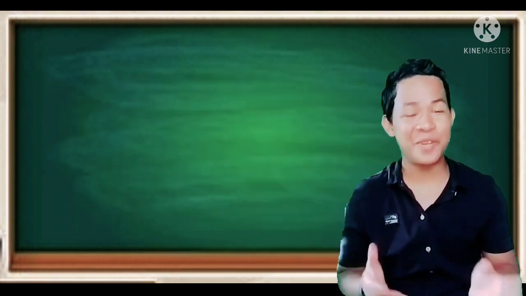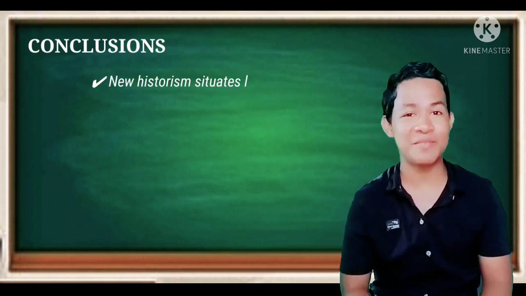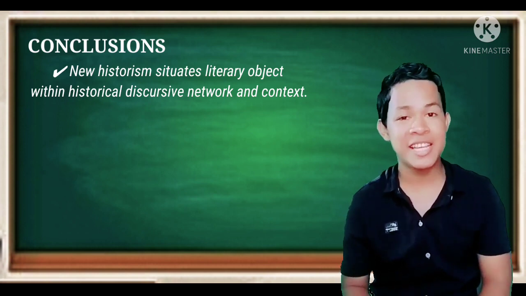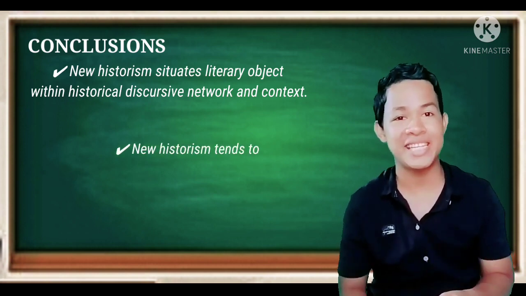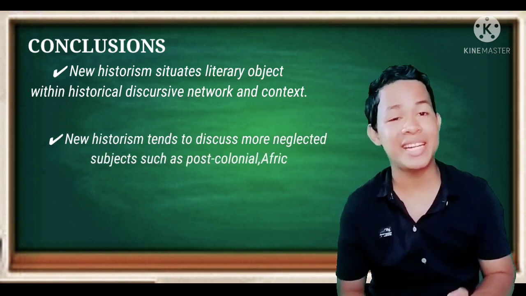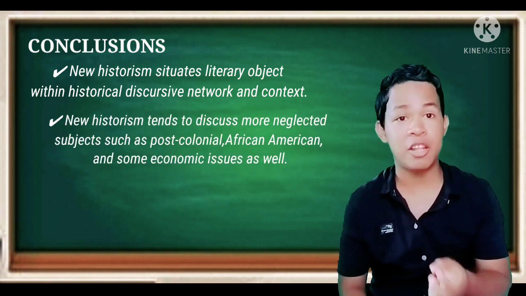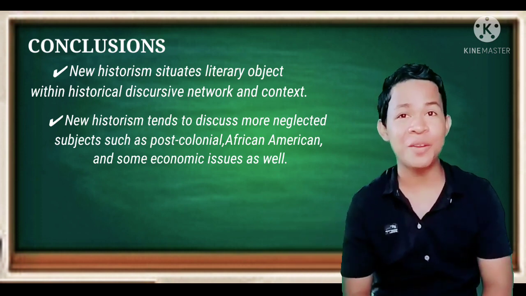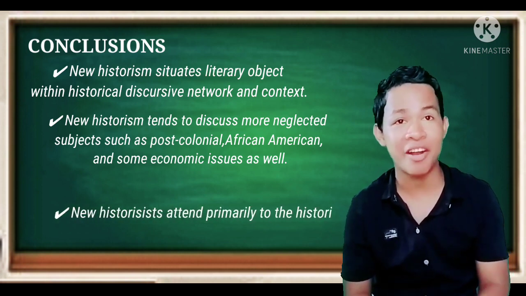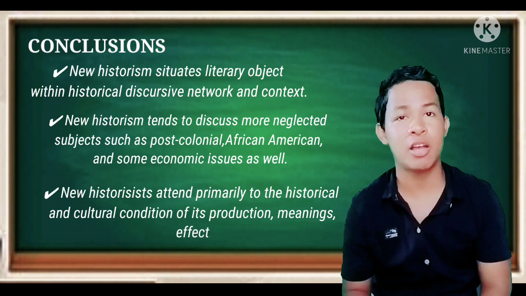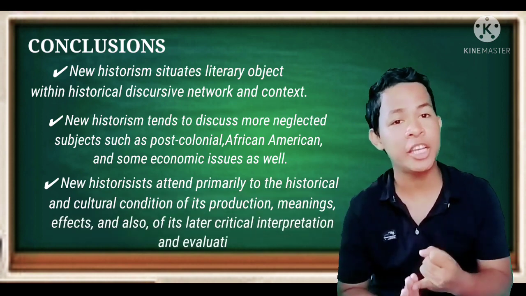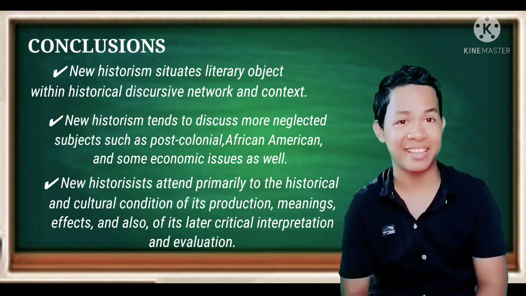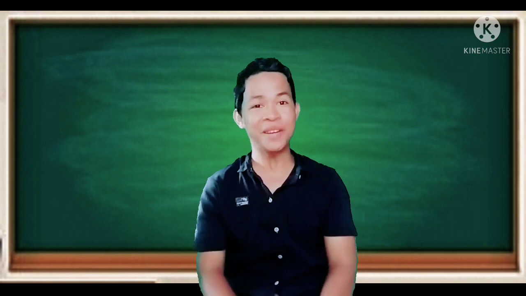So there you go, folks, our conclusion. The first one: new historicism situates the literary object within a historical discursive network and context. The second: new historicism tends to discuss more neglected subjects such as post-colonial, African-American, and some economic issues as well. And the third: new historicists attend primarily to the historical and cultural conditions of a work's production, meanings, effects, and also of its later critical interpretation and evaluation.